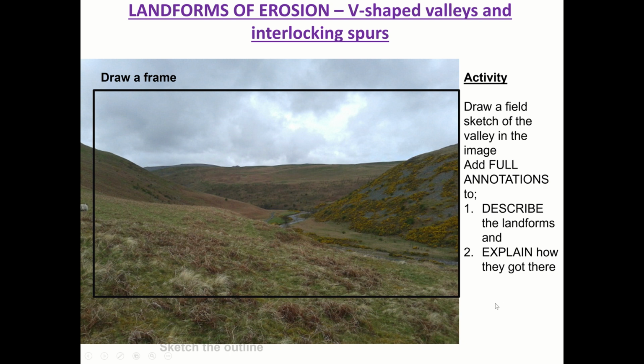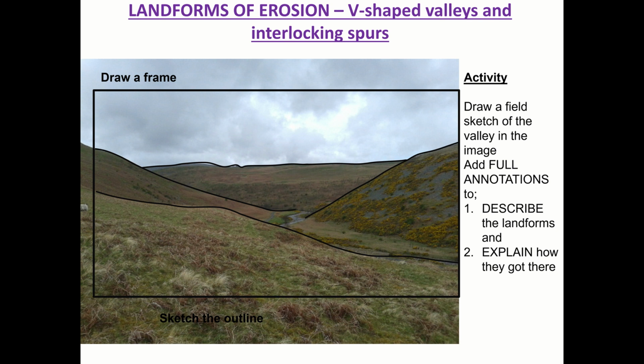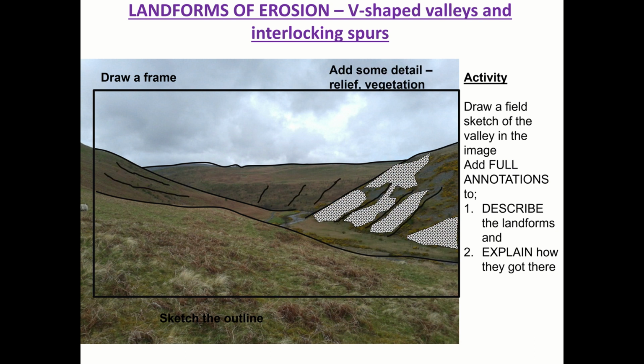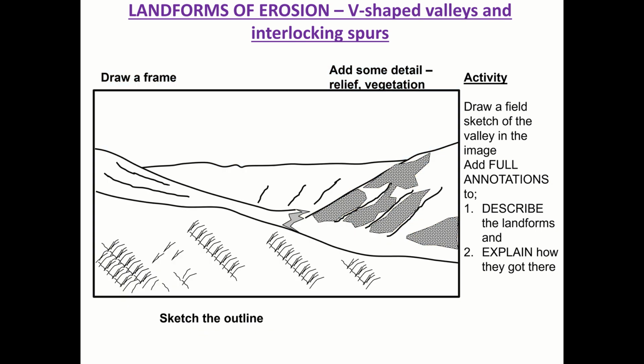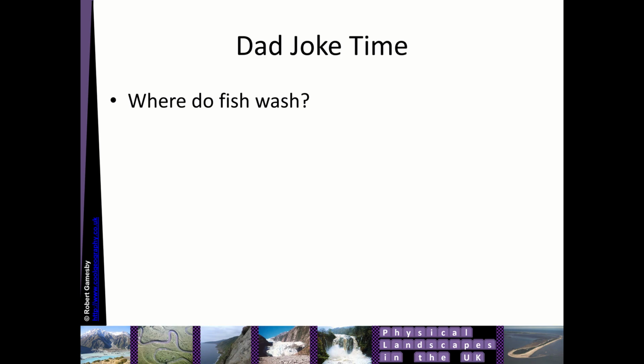So first you'd draw your frame, you'd sketch the outline. So there you can see I've just gone through the major land features, so I'm getting my outline of the landscape. Okay, you could add some detail, so I've just added a few relief features. Okay, and I've added the river down there, and when you take away the image, that gives you a nice little image.